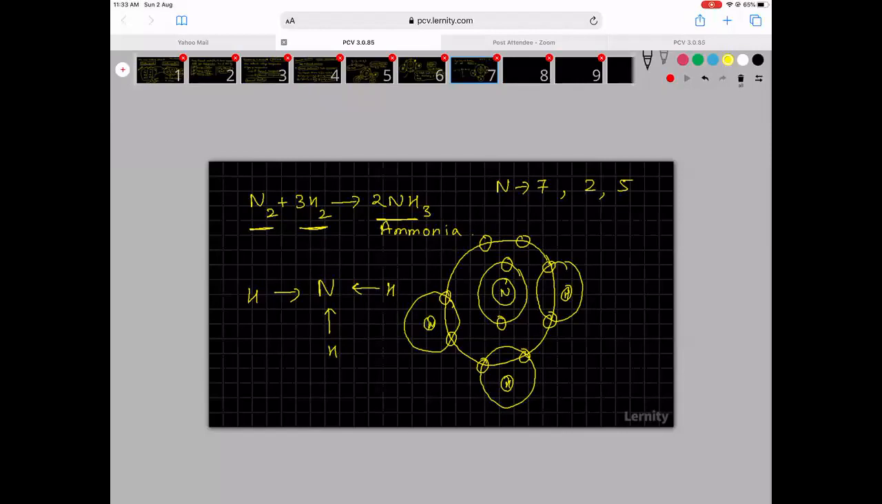So this is also formed by the sharing of electrons. Compounds formed by the sharing of electrons are called covalent compounds. Nitrogen is a non-metal. Hydrogen is also a non-metal. So one non-metal reacts with another non-metal. So non-metals combine together to form ammonia. Sorry, non-metals combine together to form covalent compounds. Okay, so I hope this is clear.